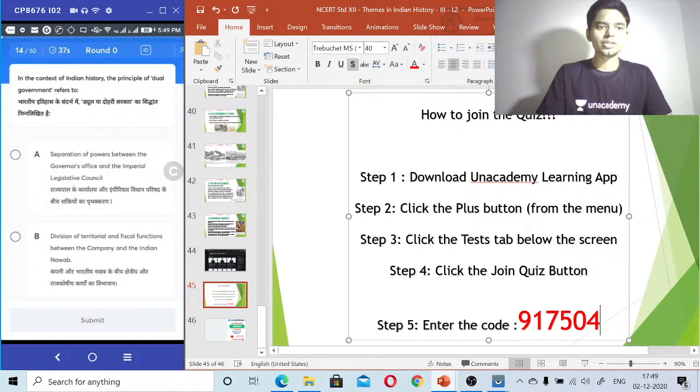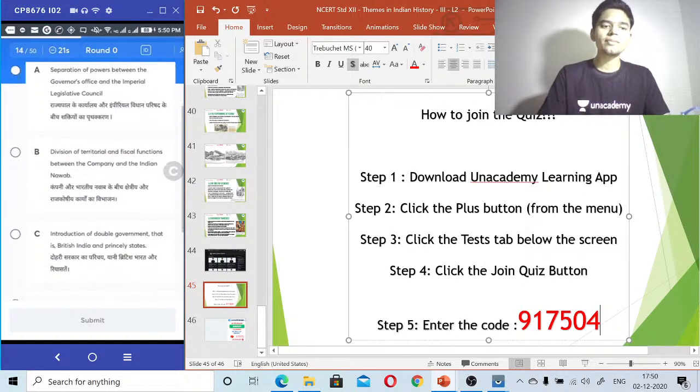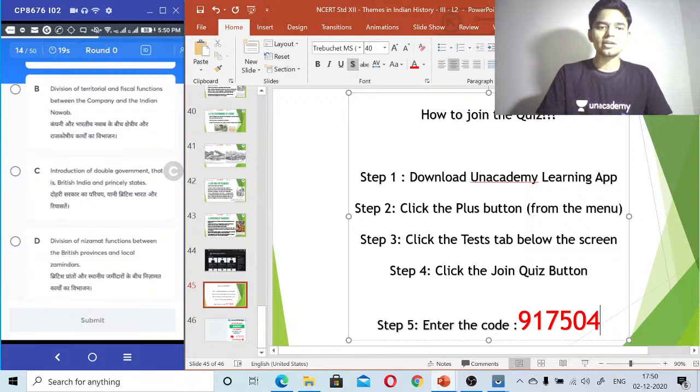Moving to the 14th question. In the context of Indian history, the principle of dual government refers to dash. A. Separation of powers between governor's office and the Imperial Legislative Council. B. Division of territorial and fiscal functions between the company and the Indian Nawab. C. Introduction of double government that is British India and princely states. And D. Division of Nizamat functions between British provinces and local zamindars. What is double government?